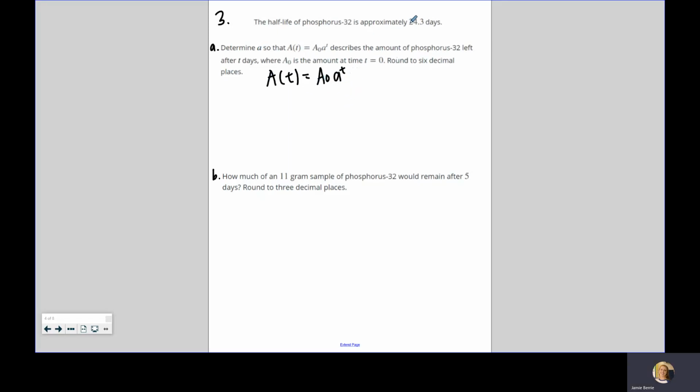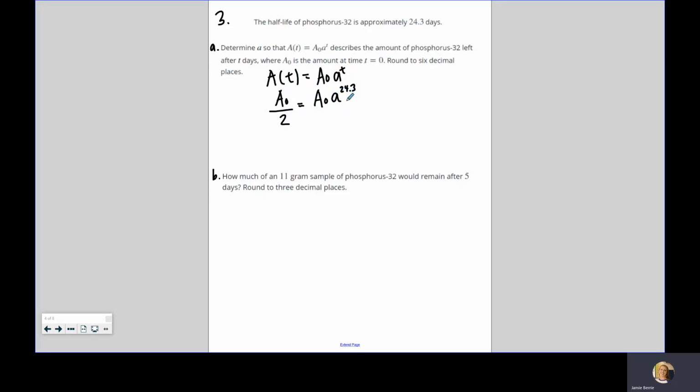All right, so we know that the half-life is 24.3 days. So we can go ahead and plug in 24.3 for t. And we know that after that many days, there's going to be half of our initial amount left. So you take and replace A of t with A sub 0 over 2. So that's half of the initial amount, equals A sub 0 times a raised to the 24.3, because that's how many days it takes for phosphorus-32 to decay to half of what it initially was.